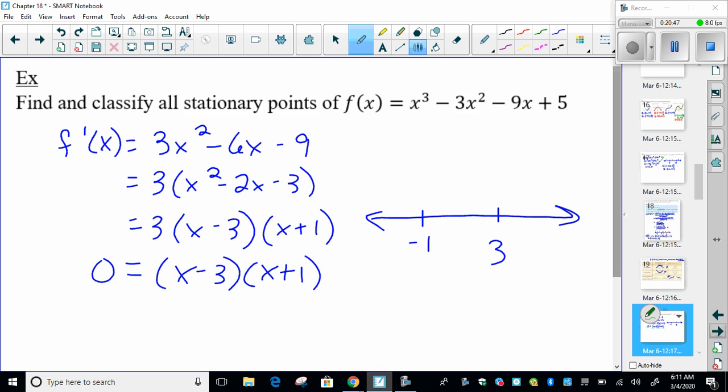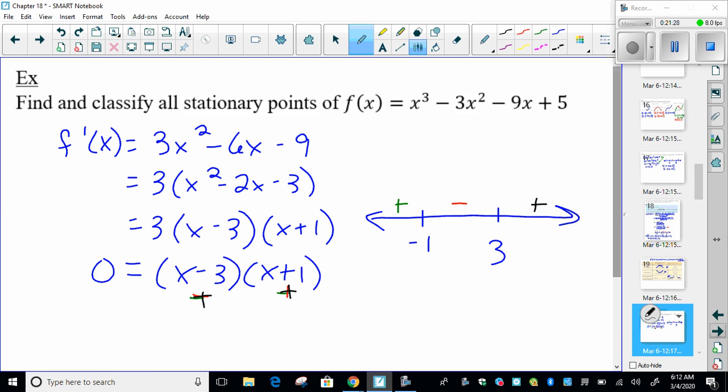If I put a number in down here, like -2, this is negative, and a negative times a negative is a positive. Then I'm going to plug a number in between -1 and 3, such as 0. If I put 0 into the first one, this is negative. If I put 0 into the second one, this is positive. A negative times a positive is a negative. And then lastly, if I put a value in like 4, this is positive, and a positive times a positive is a positive.